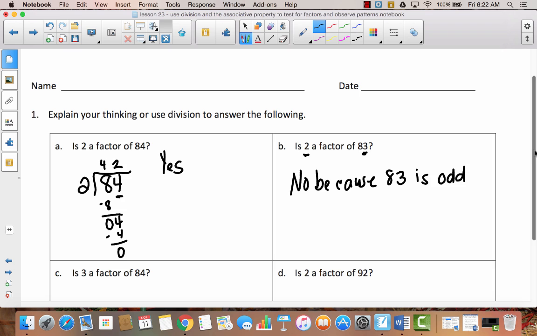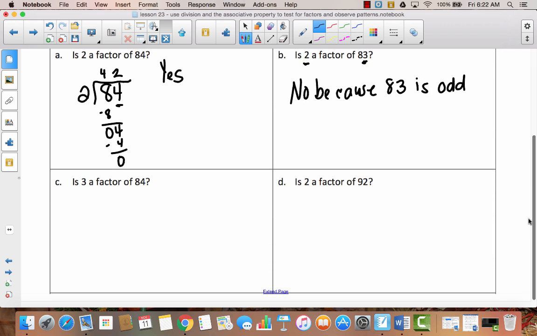Okay, let's take a look at number 3. All right, so is 3 a factor of 84? I don't know a trick to 3, so I'm going to have to go ahead and use division. I want you to go ahead and use long division, take 84 and divide it by 3, and let's see if we're left with a remainder.